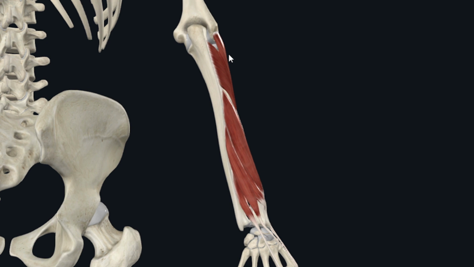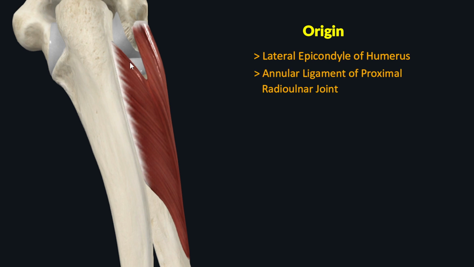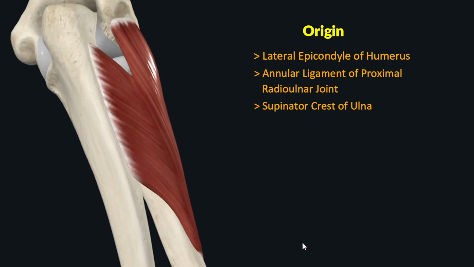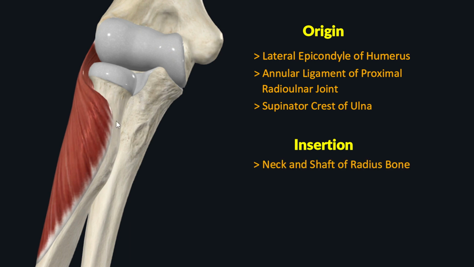So the first and the most lateral of these muscles is this muscle, which is the supinator muscle. So let's start our discussion of the deep muscles of posterior forearm with the origin, insertion, and actions of this muscle. Okay, so the supinator muscle has got its origin from the lateral epicondyle of the humerus, the annular ligament of the proximal radioulnar joint, and the supinator crest of ulna. And then after origin, it spirals medially around the neck of radius to insert onto the neck and shaft of radius bone, as you can see.